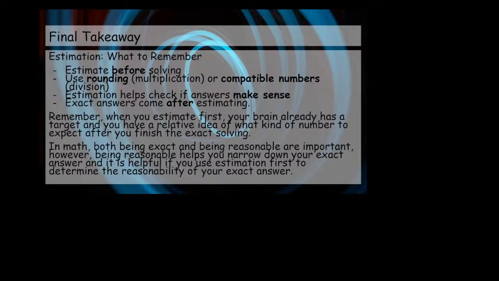In math, both being exact and being reasonable are important. However, being reasonable helps you narrow down your exact answer, and it is helpful to estimate first to determine the reasonability of your exact answer. So basically, what this means overall is that if you estimate first, you will know what your answer should be around, and when you do the exact calculations, you can check your work based off the estimation to see if the calculated answer you got is close or not.